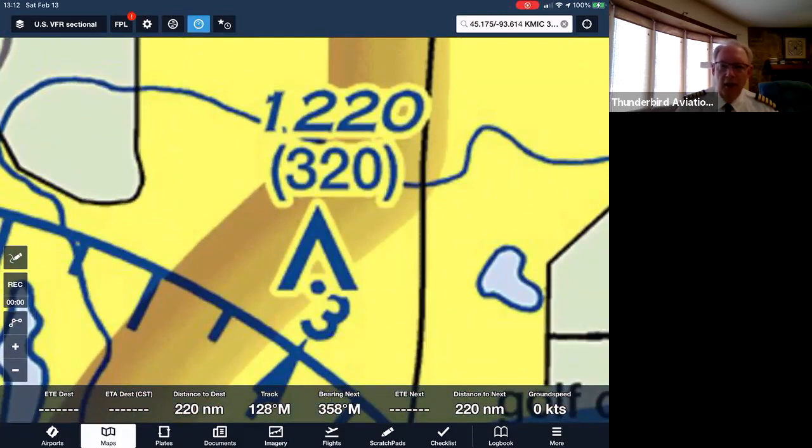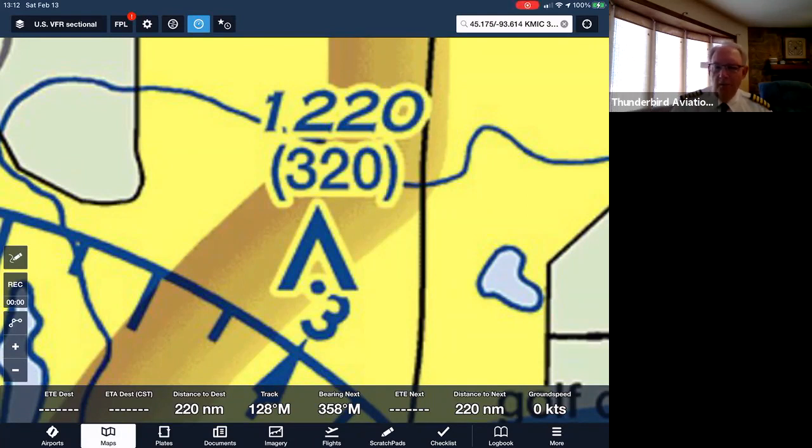So as we know, we're looking at the sectional chart. This is a tower, an obstacle that is less than 1,000 feet AGL, and the numbers on the top of it give us information that we need to know about where the top of the tower is. The big bold number at the very top, the 1,220, is the altitude of the top of the tower, MSL. The number in parentheses is the altitude of the tower in AGL.